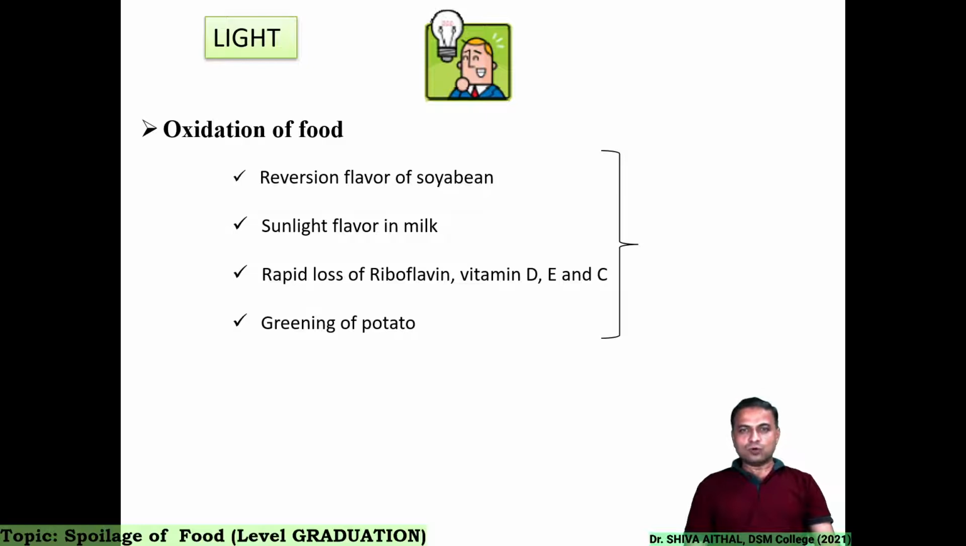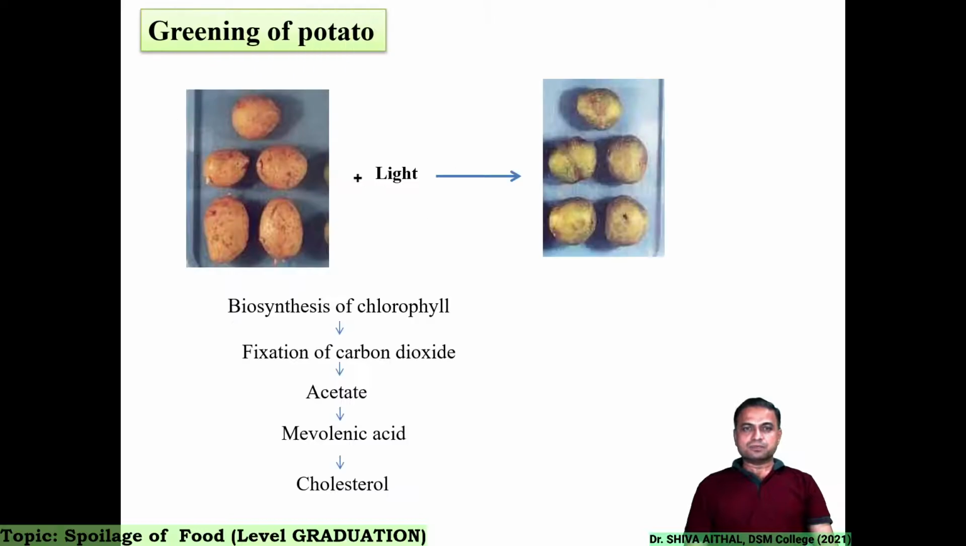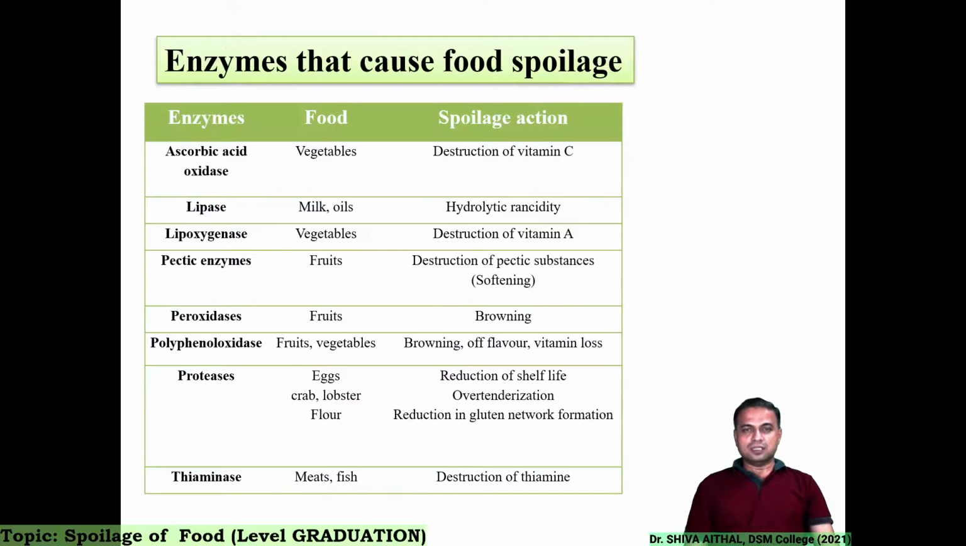Greening of potato may take place like this. If the potato is exposed to light, a small amount of chlorophyll is synthesized, carbon dioxide is fixed, acetate is formed, mevalonic acid is converted into cholesterol, and some sort of oily, greenish covering may be achieved on the potato. This is an example of a physically induced change in the food.